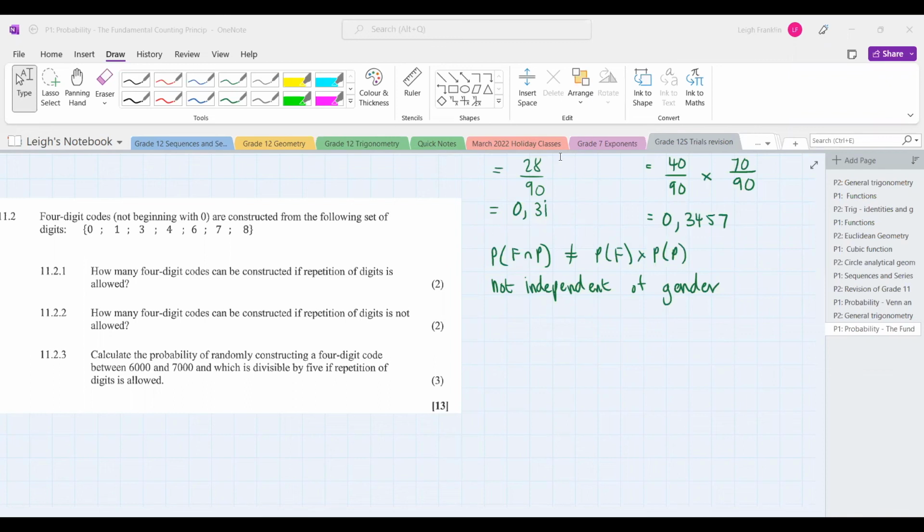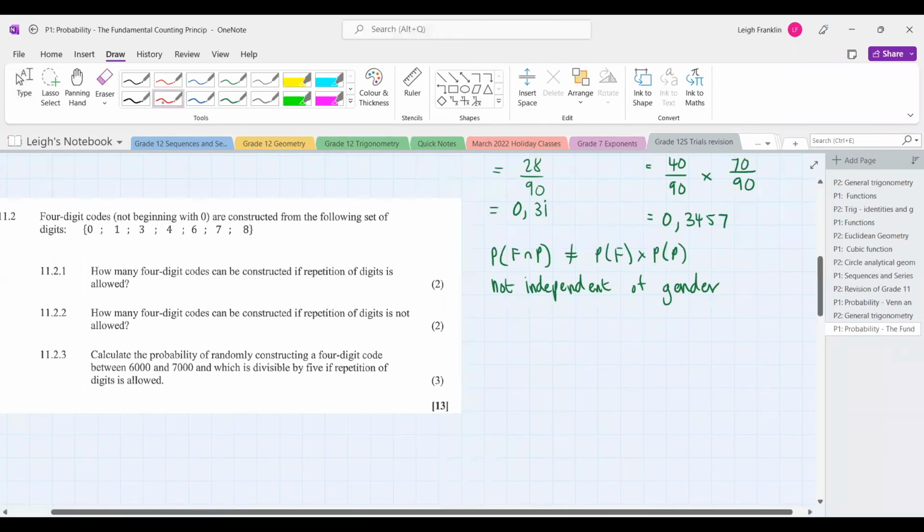The first question in 11.1 is: how many 4-digit codes can be constructed if the repetition of digits is allowed? So in how many ways can this happen? What should I do here? I have 4 blocks essentially that I'm filling.